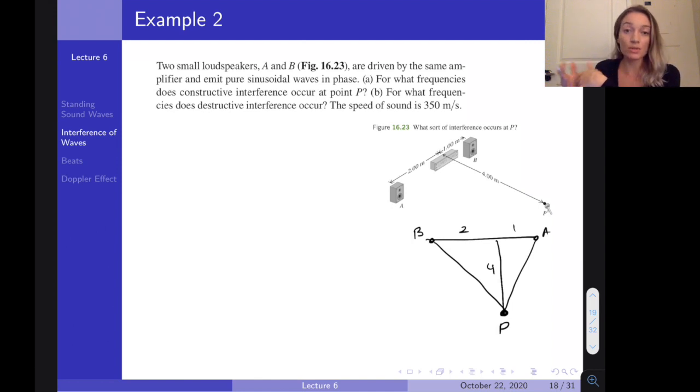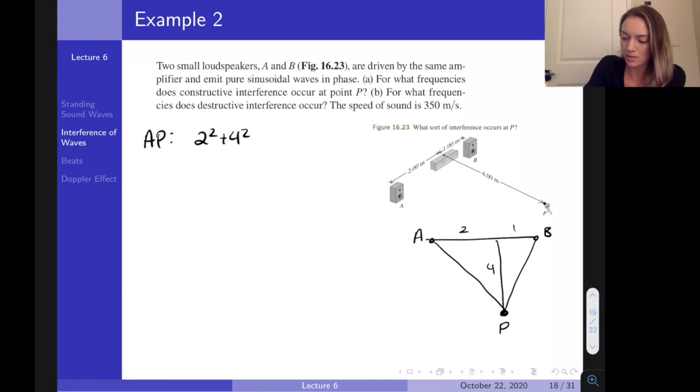So the first thing we should do is find the path difference. How much longer is it from B to P than from A to P? We can just use the Pythagorean theorem for that, right? Okay, so let's do, sorry, I mislabeled this. This is A and this is B. So let's do from A to P first. From A to P, we're just going to use the Pythagorean theorem. And we have the square root of 2 squared plus 4 squared.